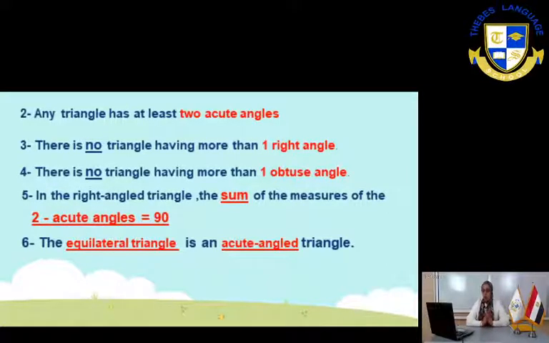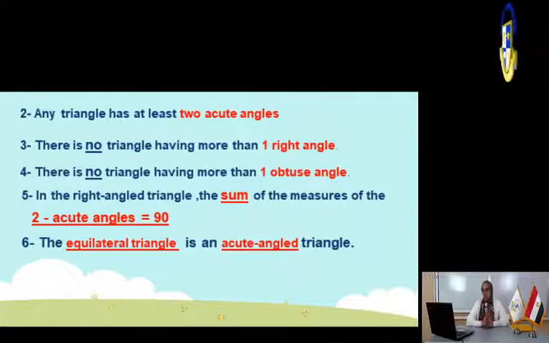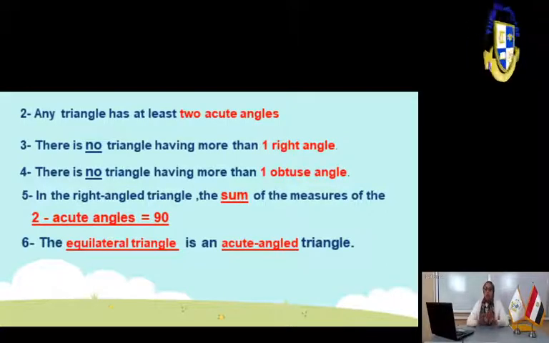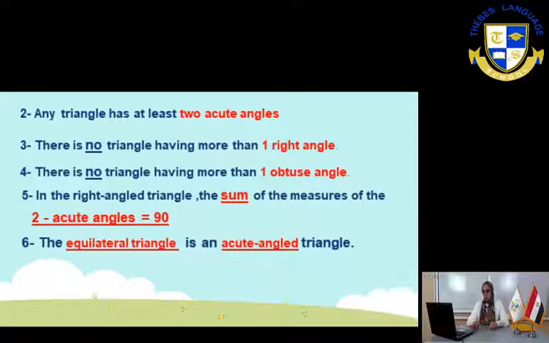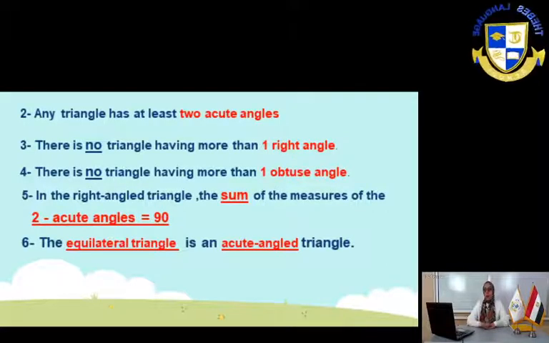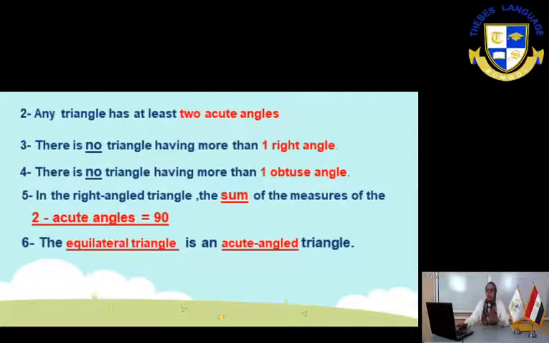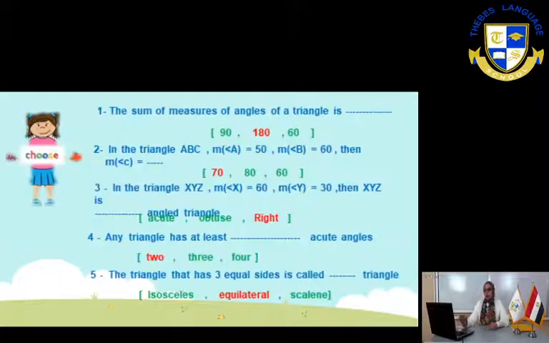And we said before, in the equilateral triangle, all angles are equal in measure, and each of them equals 60 degrees. So the equilateral triangle is an acute angle triangle because all its angles are less than 90. Next.